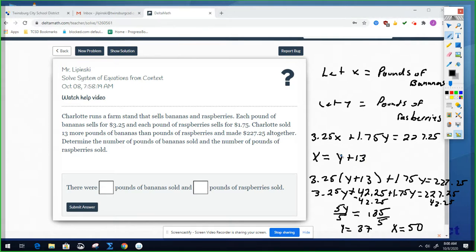I could have put this into Desmos right from the beginning, and I'm going to show you this. With Desmos, it really helps me out. It doesn't make me solve by substitution, but again, you can solve it any way. If I have my two equations here, 3.25x plus 1.75y equals 227.25, and x equals y plus 13, I take those two equations and plug them into Desmos.